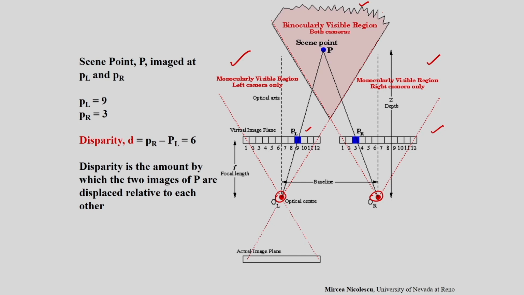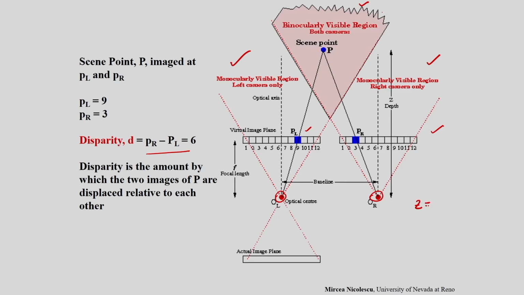It is 3. So from this you can find the horizontal displacement. The horizontal displacement is PR minus PL, that is 6. So the disparity is 6. From this disparity we can determine the depth information by using that equation. I have already explained the equation.